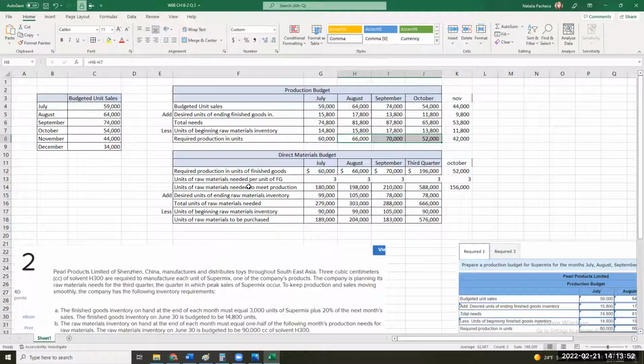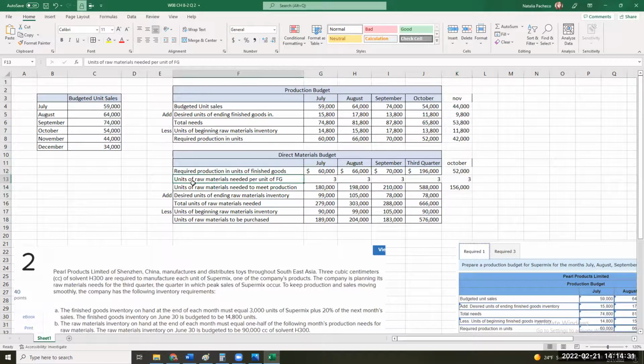Now for the direct materials budget, the first thing we're going to use is the numbers from the production budget, the required production in units of finished goods. So it's just the same: 60,000, 66,000, 70,000. And we're just going to use July, August, and September, and the total of the third quarter, which is the sum of all of these 3 months. I'm also going to add October here because I will need it later.